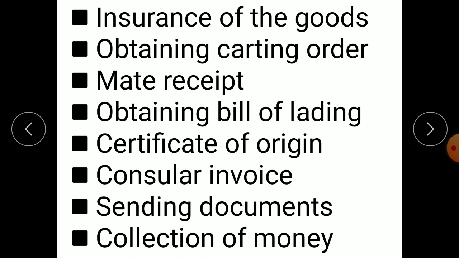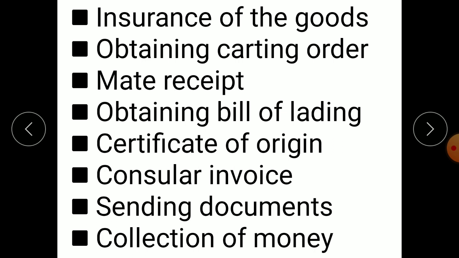Okay. Then obtaining the bill of lading. The mate's receipt is a receipt of goods loaded on the ship. It is not an agreement of transporting the goods. The exporter obtains the bill of lading from the shipping company after producing the mate's receipt to the shipping company. The bill of lading is an agreement between the shipping company and the exporter by which the shipping company gives assurance to transport the goods from one port to another.